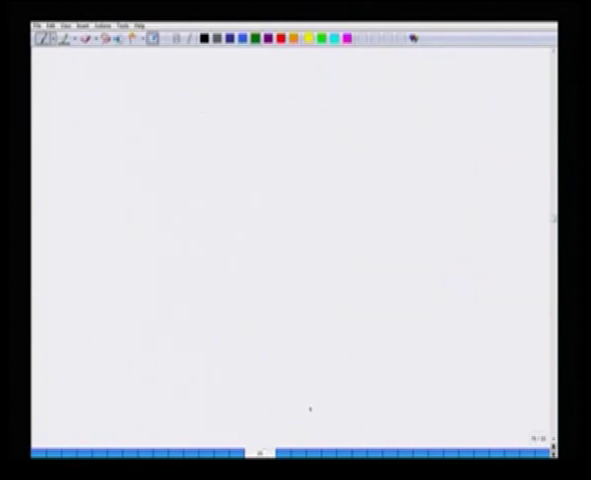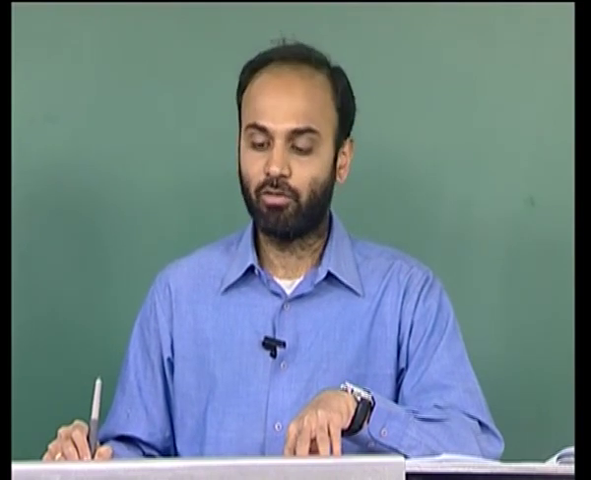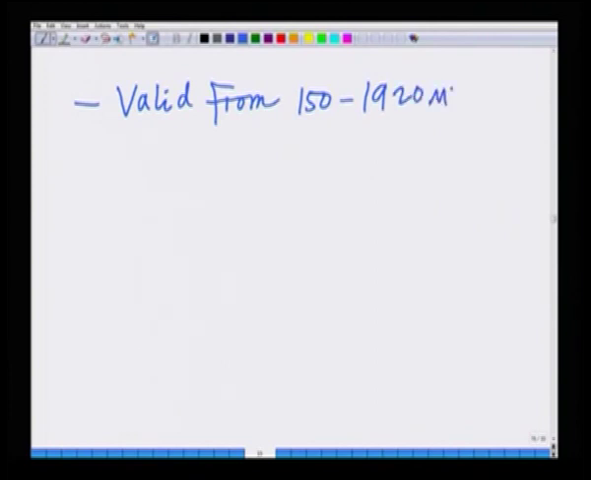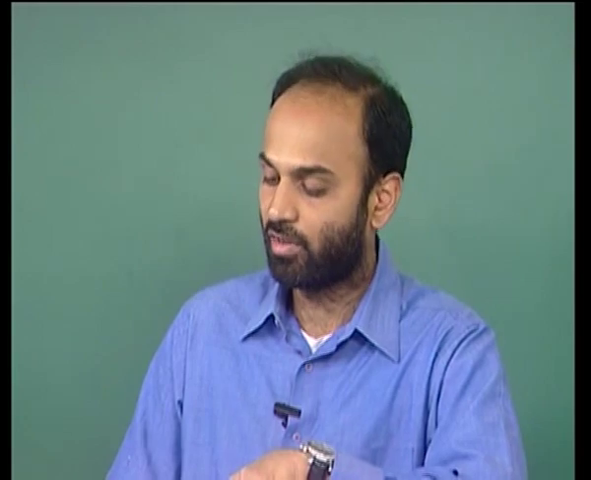even though the Okumura model is valid from 150 to 1920 megahertz, it can be extrapolated for higher frequencies. So, it is valid from 150 to 1920 megahertz. This is the range of the carrier frequency. However, with extrapolation it can be used for higher frequencies.